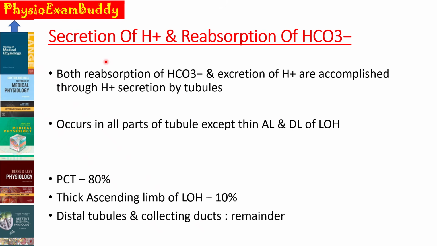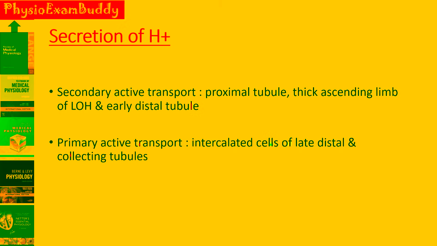First, we will see the secretion of H plus as well as reabsorption of HCO3 minus. Both the reabsorption of HCO3 minus and the excretion of H plus are accomplished through the H plus secretion by the tubules. And this H plus secretion occurs in all parts of the tubule except the thin ascending limb as well as the descending limb of loop of Henle. Out of this, 80% occurs in the PCT, 10% in the thick ascending limb of loop of Henle, and the remainder in the distal tubules as well as in the collecting ducts.